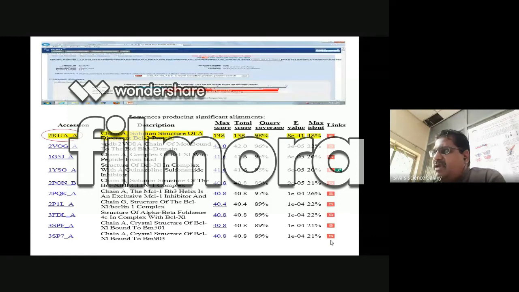The e-value should be very low, and the query coverage should be more than 90%. And the identity should be higher. The identity is the best one. The higher the score, the better. So on the basis of the score and other parameters, you can select the template. So now what is the template? 2KUA, that is the PDB ID. So the template is selected. I hope you now understand how to identify the template.